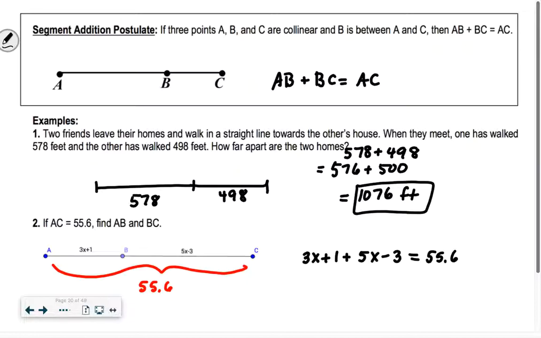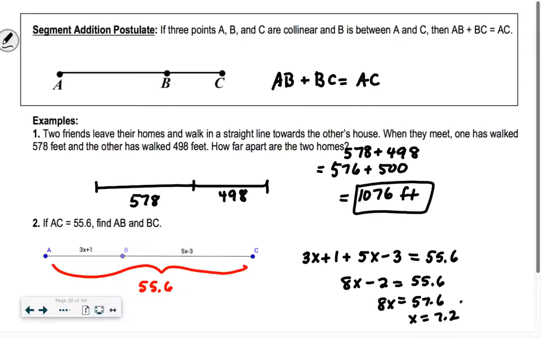All right, so I'm going to solve the equation. I'm going to add my 3x and my 5x, so I get 8x minus 2 equals 55.6. So I get 57.6. And now I'll let you use a calculator. So take your 57.6 and divide by 8. What do we get? 7.2. Did you guys all get 7.2?